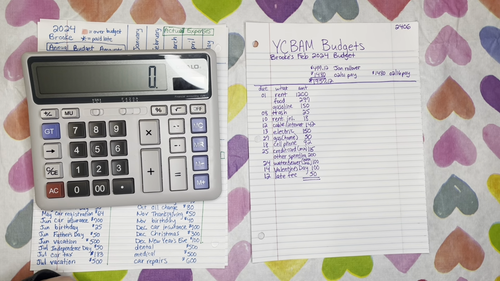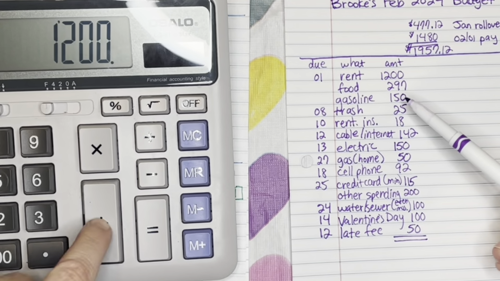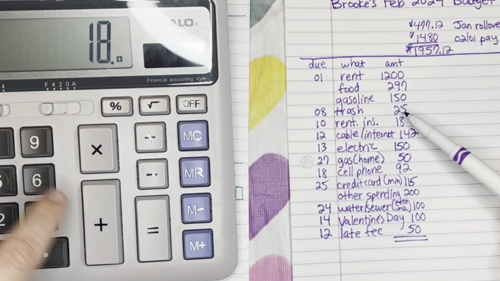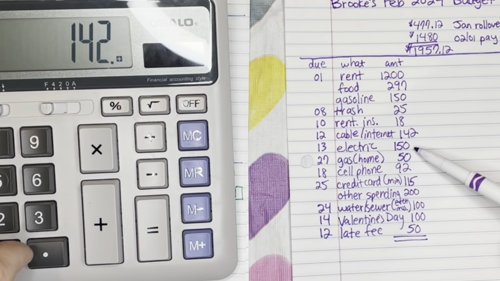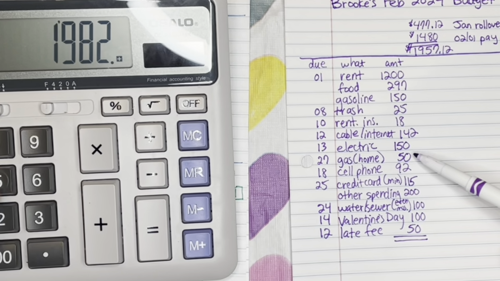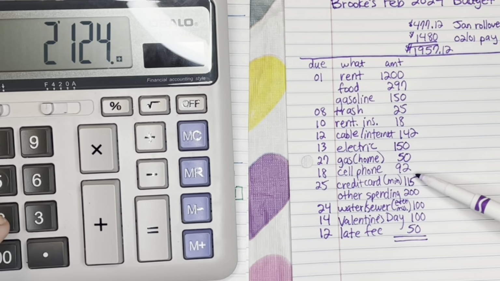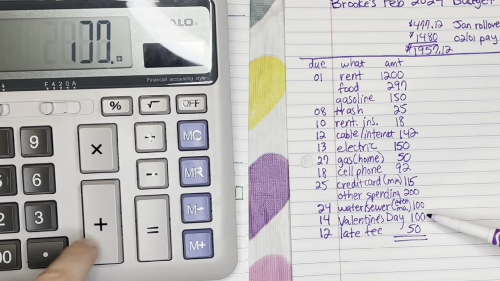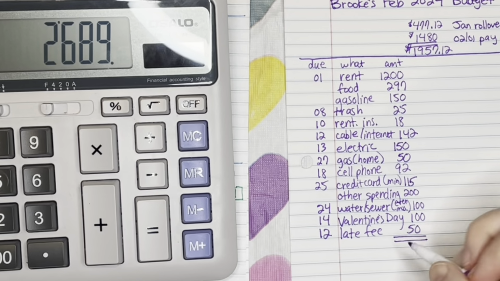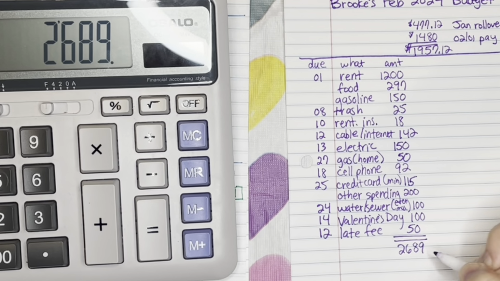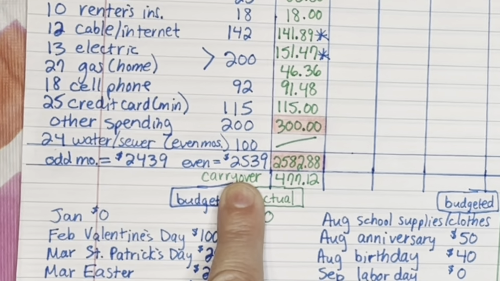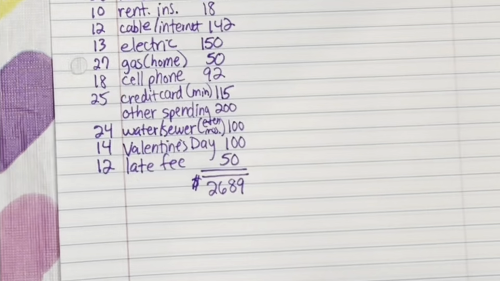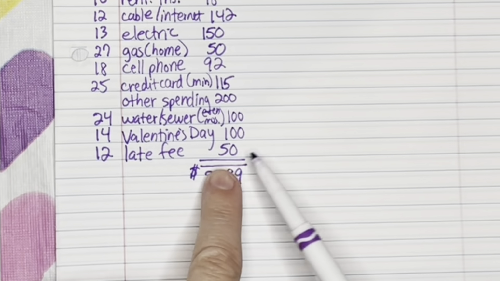Let's total those up. $1,200 plus $297 plus $150 plus $25 plus $18 plus $142 plus $150 plus $50 plus $92 plus $115 plus $200 plus $100 plus $100 plus $50. It comes to $2,6 89. And then normally even months are $2,539, so if we take out the $2,539, we have an extra $150. And that comes from the Valentine's Day and the late fee.